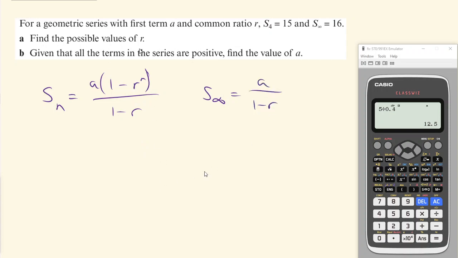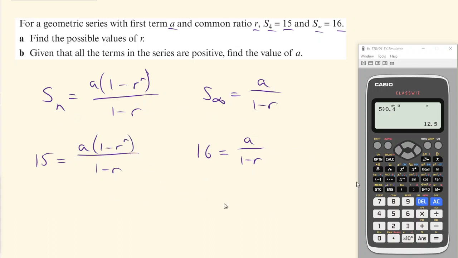And it says find the possible values of R, and we've got a couple of different bits of information here. So we know first term A, common ratio R, and S4 is 15, S infinity is 16. So what I know is that S4 is 15, and that equals A minus AR to the 4 over 1 minus R. And I also know that S infinity is 16, so 16 equals A over 1 minus R. Actually, I'm going to keep this one in the bracketed form.